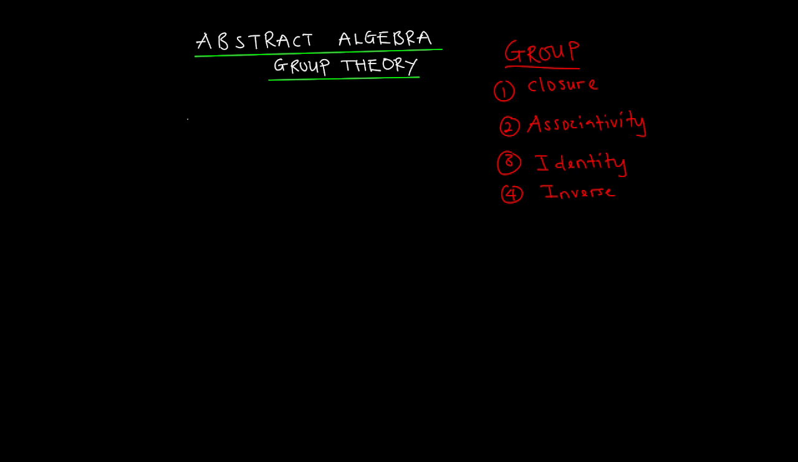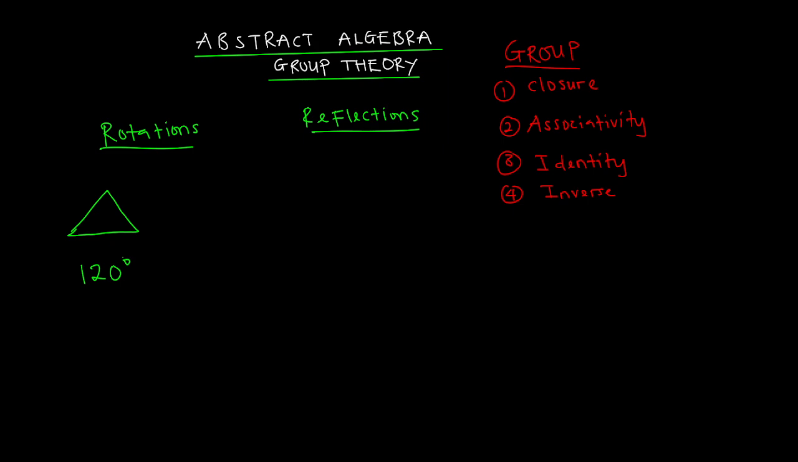So let's look at the motions of a triangle. You can do rotations on a triangle, and you can also do reflections on a triangle. So how do I do rotations on a triangle? Given a triangle like this, I can do a 120 degrees rotation anti-clockwise or clockwise on this triangle. So here's 1, 2, and 3.